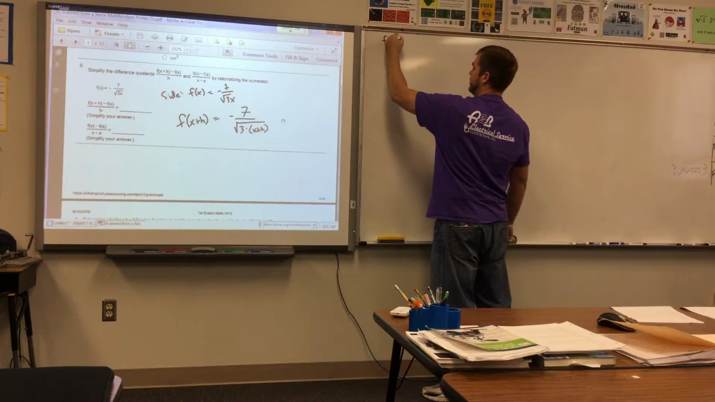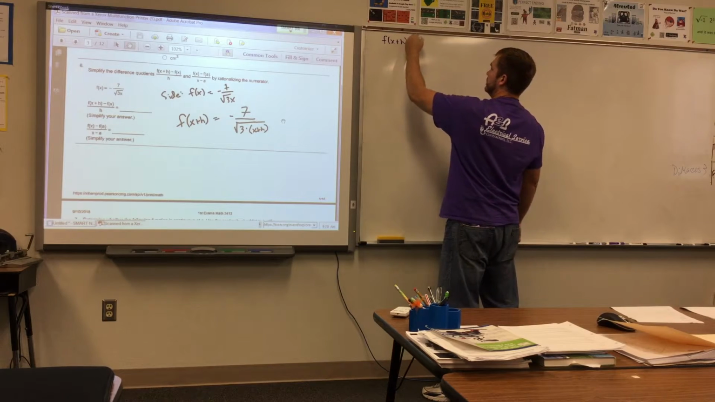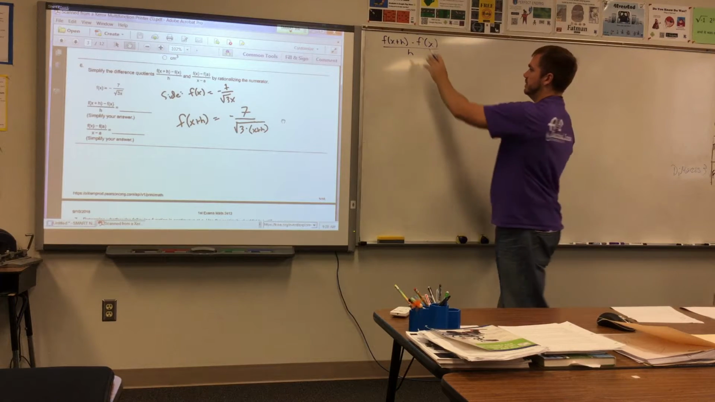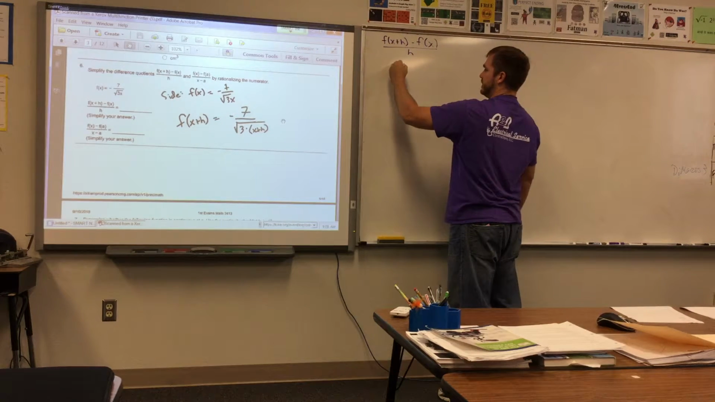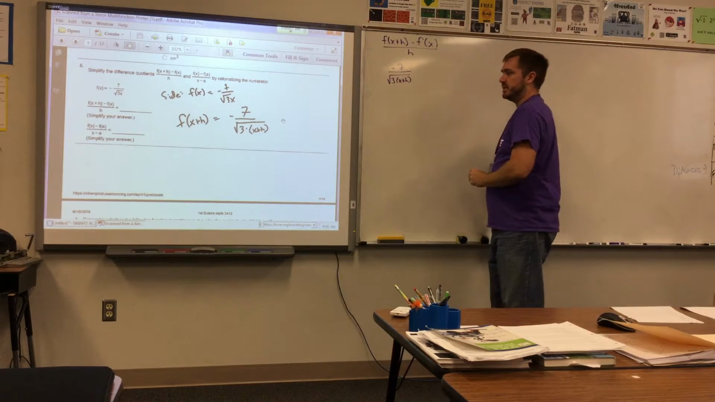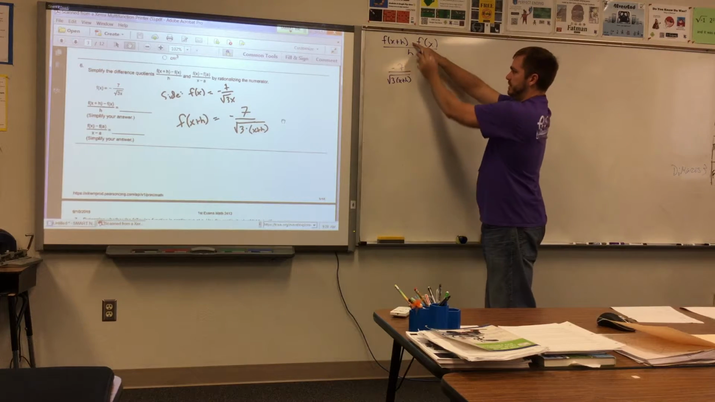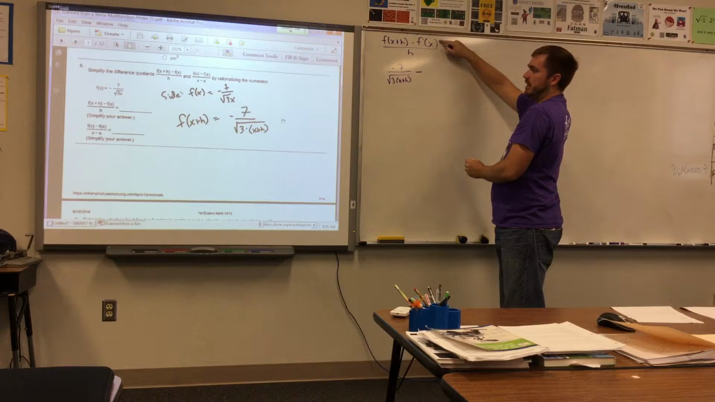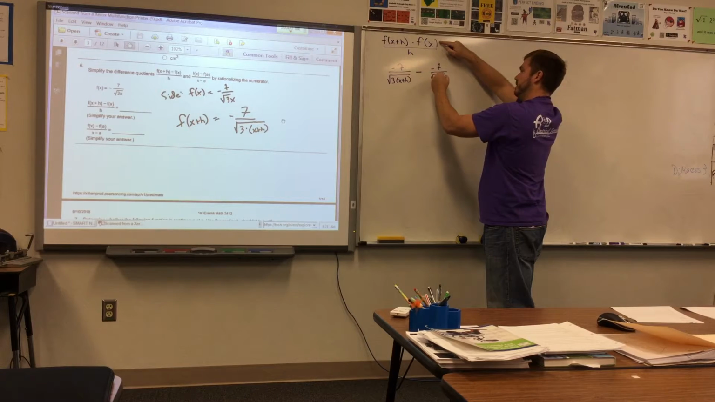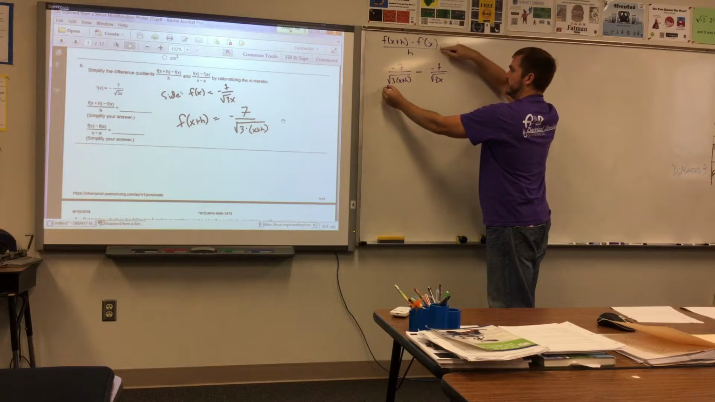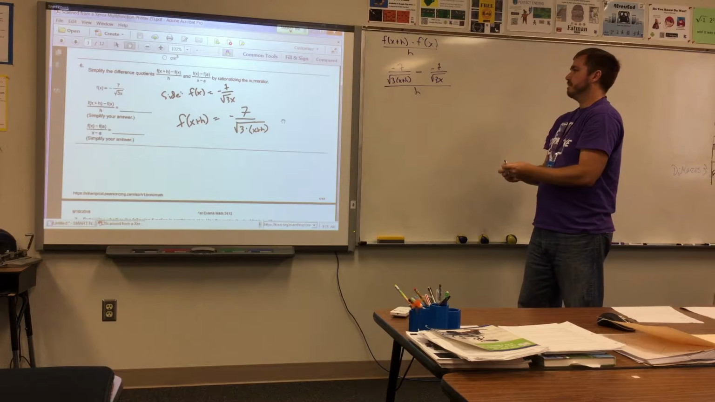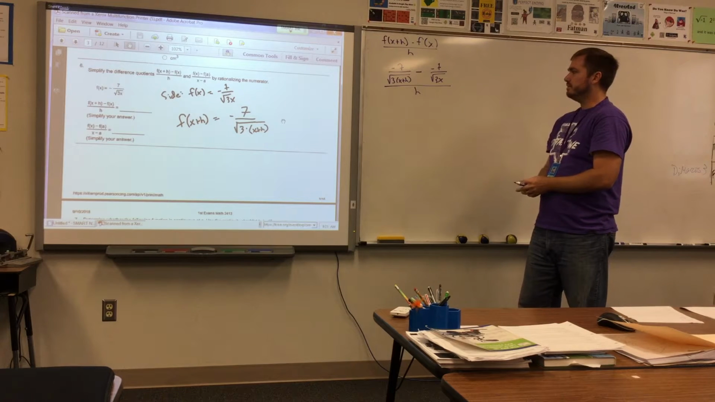So f of x plus h, just writing what they want down here, minus f of x, all over h. I'm going to figure out what this guy is first. So that we saw was negative 7 over square root of 3 times x plus h. Just copying straight down. Copy down the minus. Copy down the f of x, negative 7 over square root 3x. Copy down the divided by bar. Copy down the h.